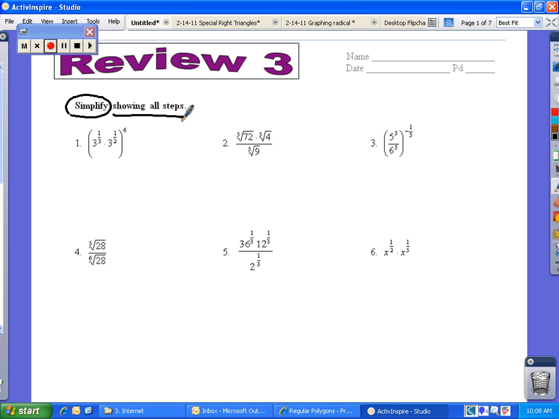So in number 1, we could very easily put all of this into our calculator the way it looks, but that would be very difficult to do, because that would require parentheses and fractions. So it is actually much easier to go ahead and simplify this using our laws of exponents before we move on to give us a single answer.